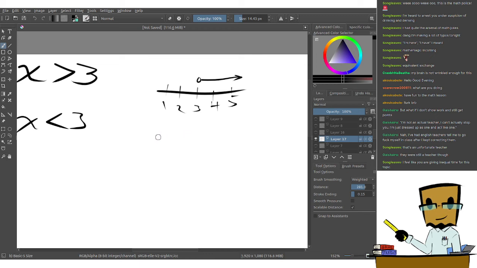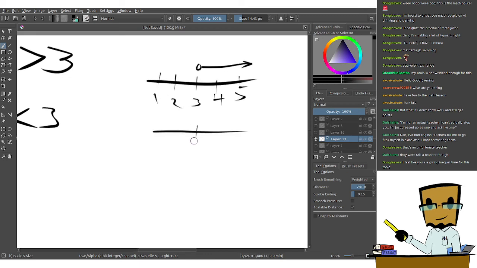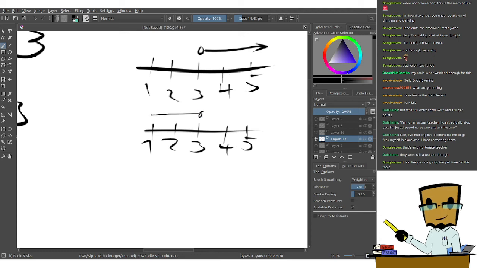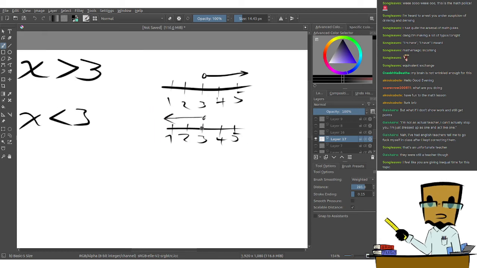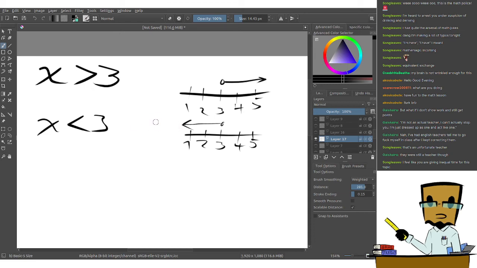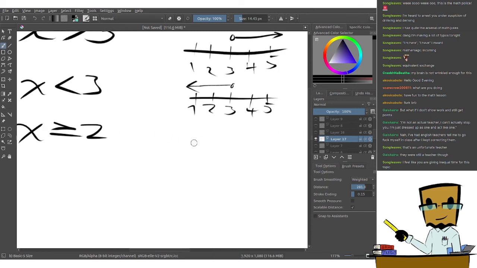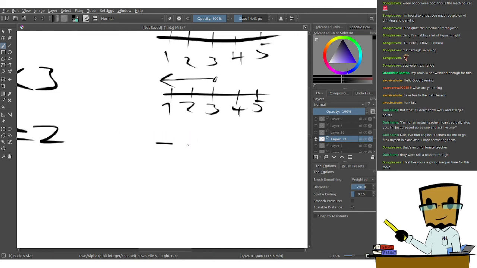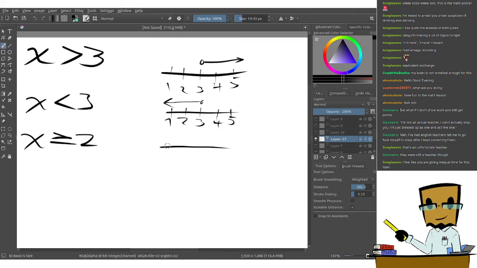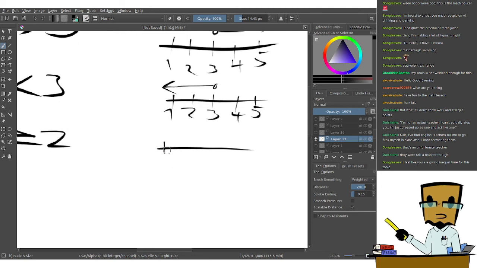I guess I will make a separate one. 3, 4, 5. And then 2, and then 1. X cannot be 3. So any number 3 or less, going all the way into the negatives, of course. And now next is, I don't know, greater than or equal to 2. I won't provide an example for less than or equal to 2. I'm sure you could figure that one out on your own, given these examples.